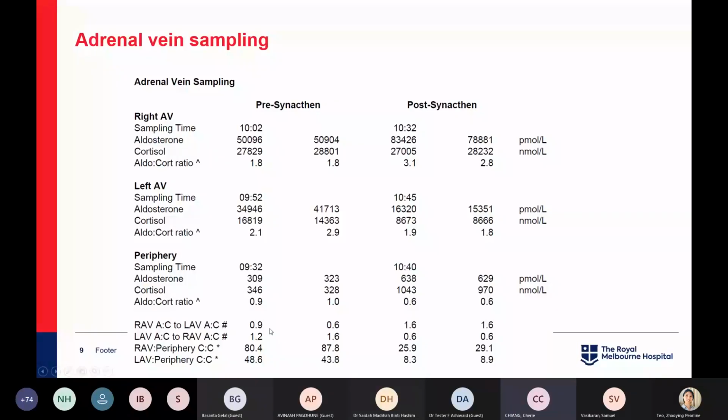So if you have a ratio of 3 or above, then it means that there's evidence of lateralization. A 4 means that there is quite good evidence of lateralization. And as you can see here, whether you look at the pre or the post duplicate sample, the lateralizing ratios were all below 2. So no lateralization here. The patient is reassured that there's no evidence of lateralization.